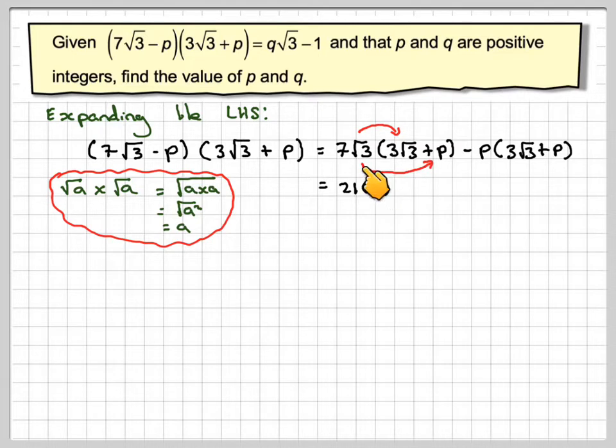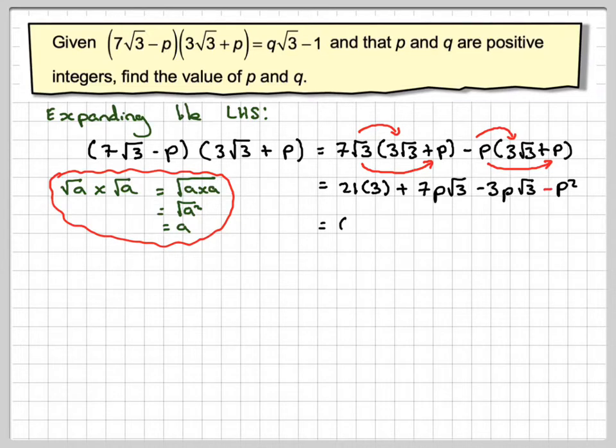Then we're going to do 7√3 times p, which gives me 7p√3. So just put the p, because p is the number we've got to find. And then minus p times 3√3 will be minus 3p√3. And then minus p times plus p will give me minus p².